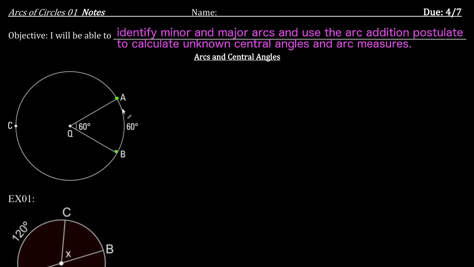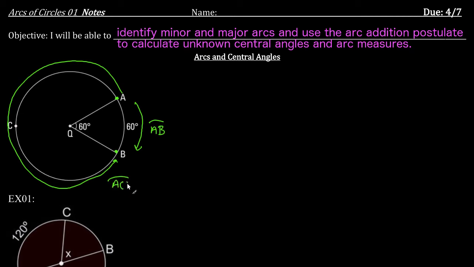make sure you understand is that if it says AB, it's talking about the shortest distance from A to B. But if it says something like ACB, it means you start at A, you go through C, and you go all the way to B. So this conventionally would be arc AB. This all the way around would be arc ACB. You could also say arc BCA.